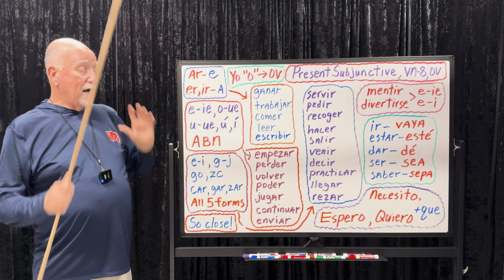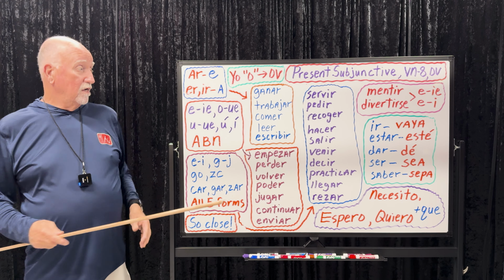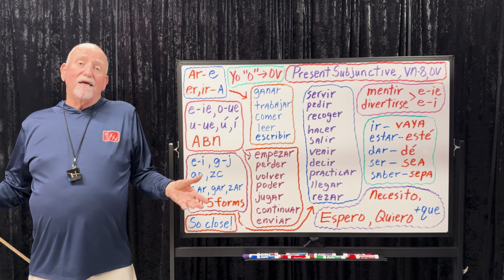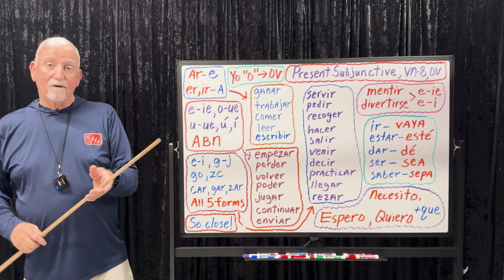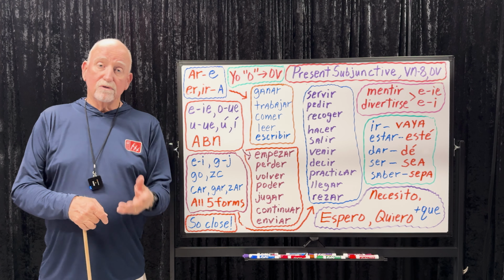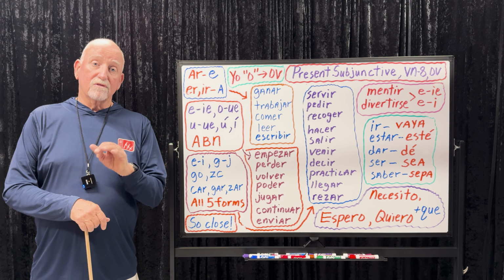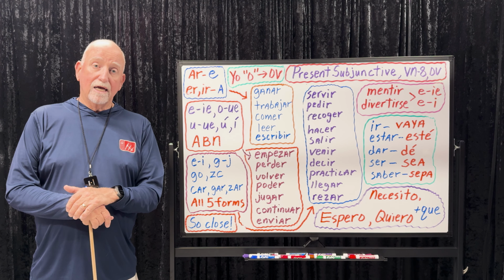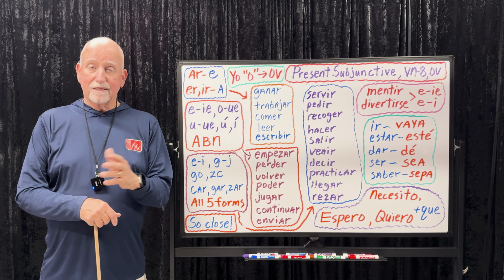Okay, so now, present subjunctive. Well, we know how to conjugate it, but what does it mean? I'm going to tell you something right now. The present subjunctive is never used alone. It's a 3-step process.